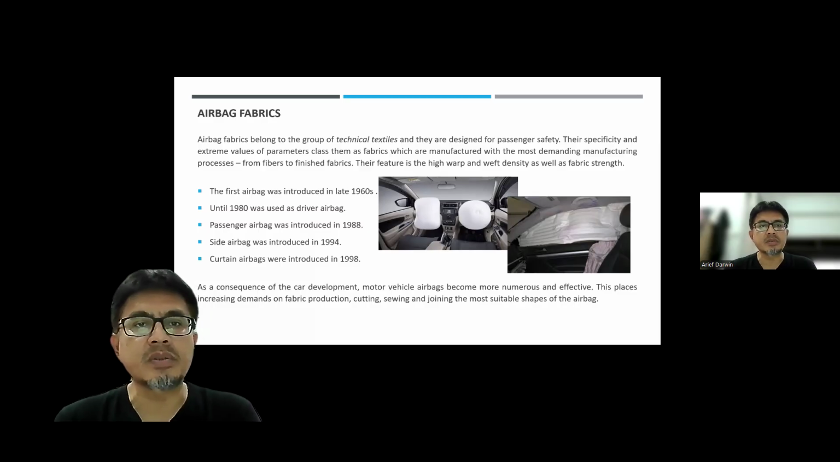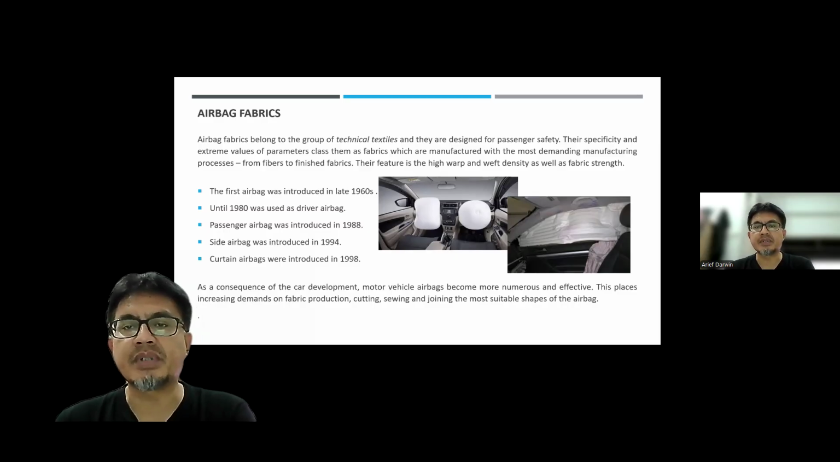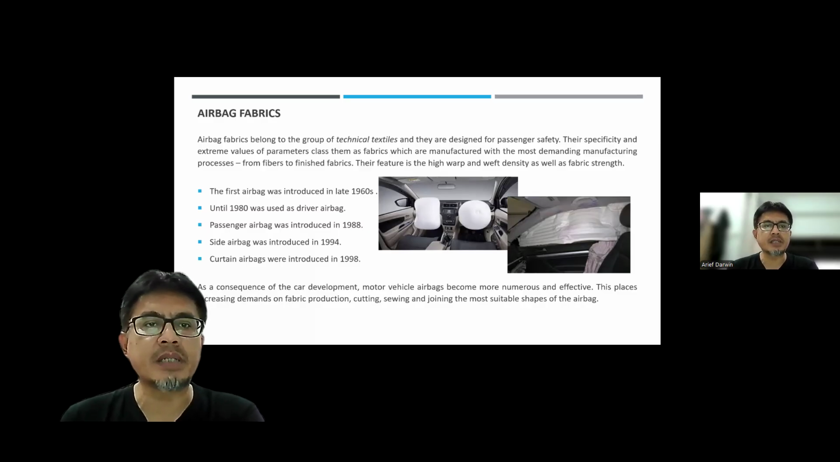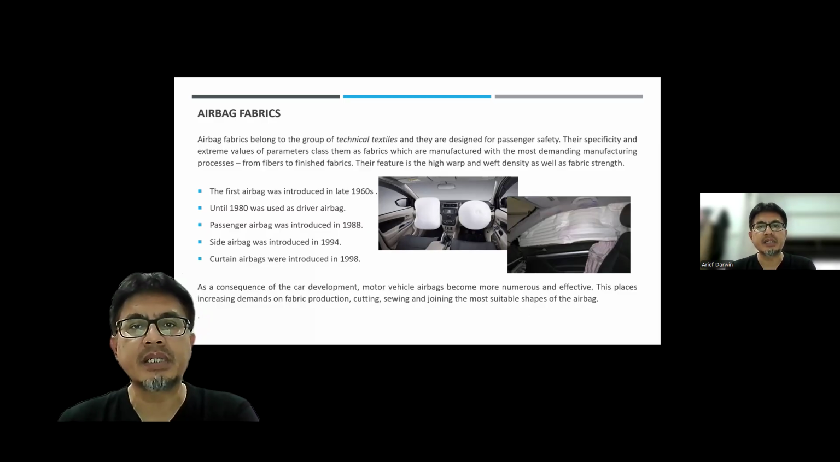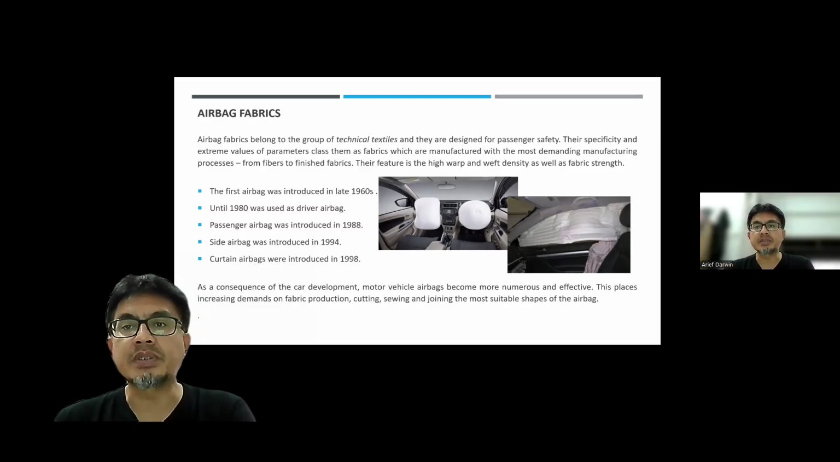Airbag fabrics belong to the group of technical textiles, and they are designed for passenger safety. Their specificity and extreme values of parameters class them as fabrics which are manufactured with the most demanding manufacturing processes, from the fibers to the finished fabric. Their features are the high warp and weft density as well as the fabric strength.